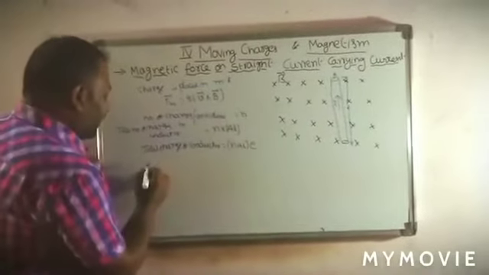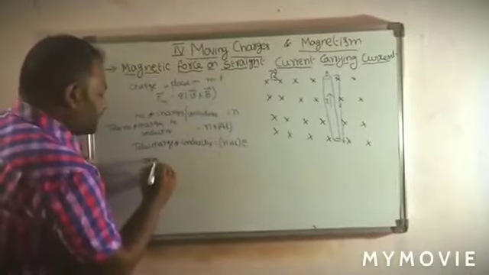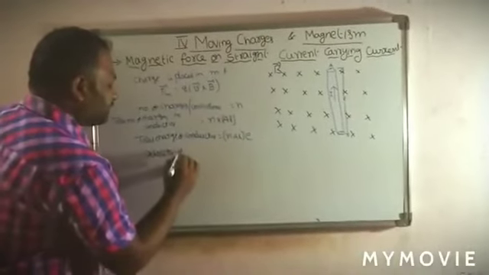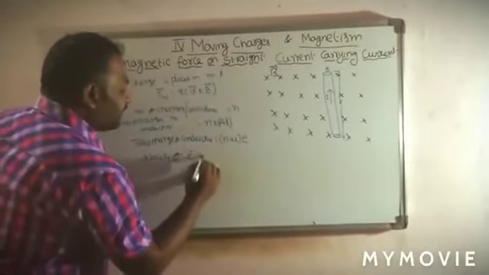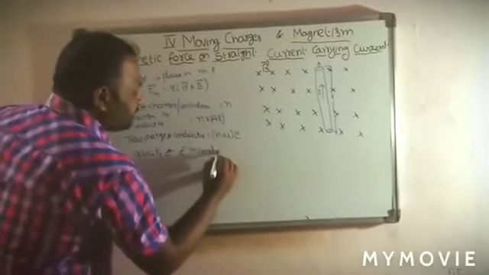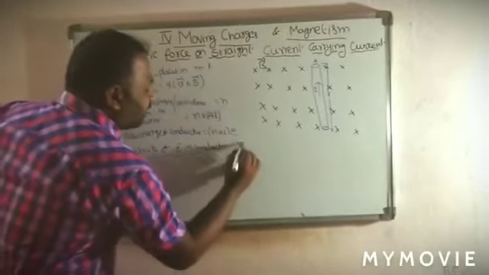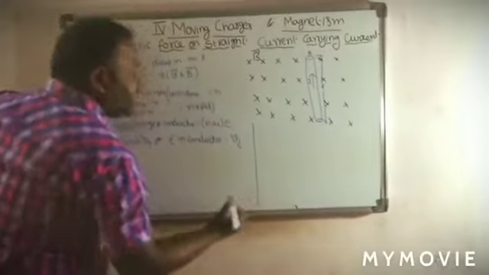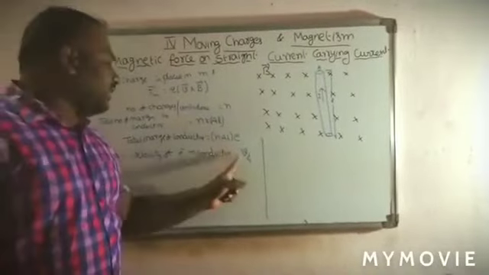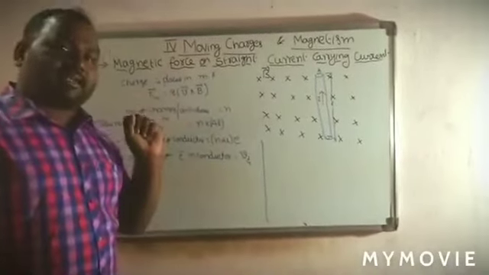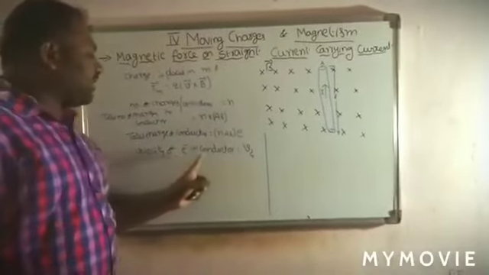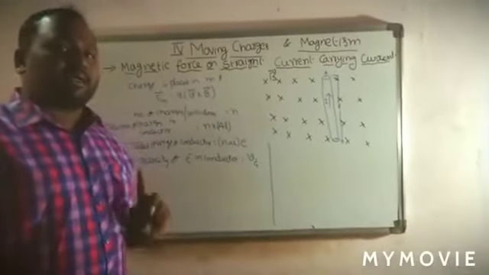And in current electricity we already know the velocity of electron in a conductor. What is the velocity of electron in a conductor? It is known as drift velocity. We already know in current electricity that the velocity of electron in a conductor is nothing but the drift velocity.